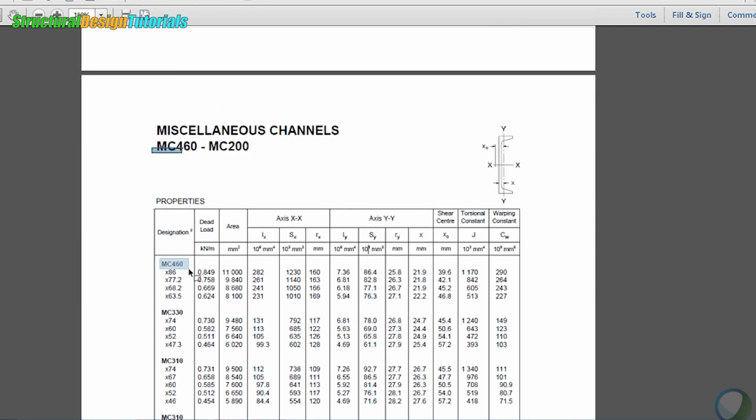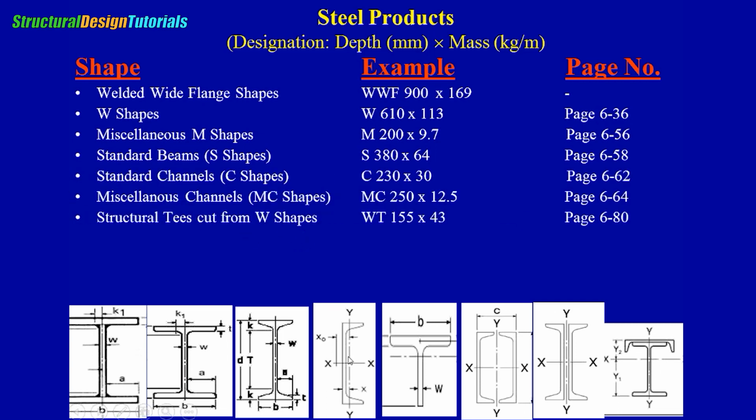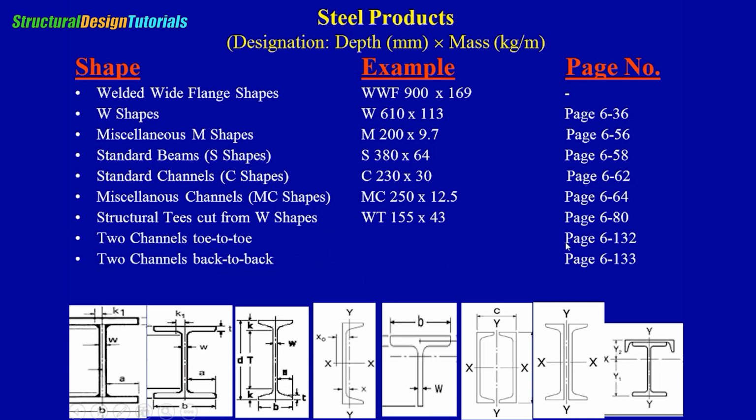MEC shape here. Okay. Then after that we have the structural T. Like this T here is cut from that W shape. So you cut it at the middle here. After they cast it, they cut it. So you call it WT, so and so. Again, in page 6-80, you will have different sizes. 155 is the depth, and 43 is the kilogram per meter as a mass. You may have back-to-back channel like this, or face-to-face channel. You see them in these 2 pages here.